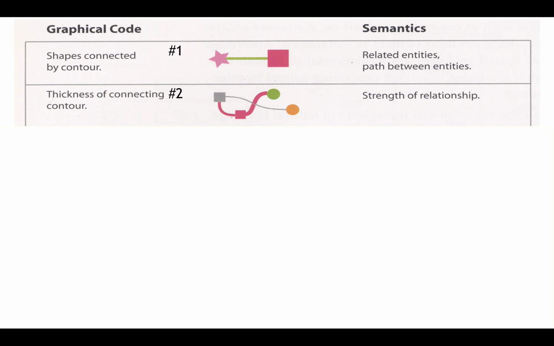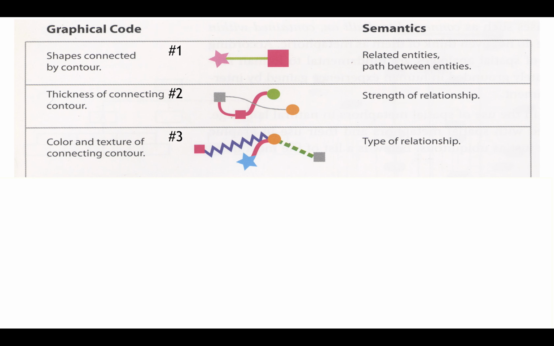The second one, these shapes are connected by different lines, different contours of different thickness. So what you'd presume from seeing this is that the relationship between the gray and the pinkish square and the green ball is stronger than the gray square and the orange ball, because the line connecting them is thicker.